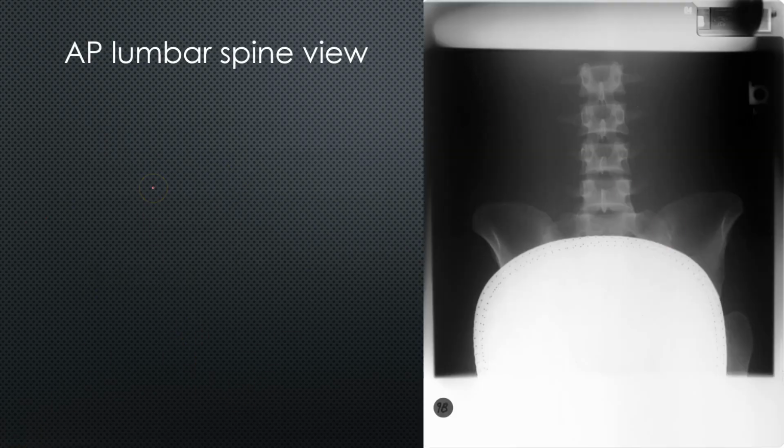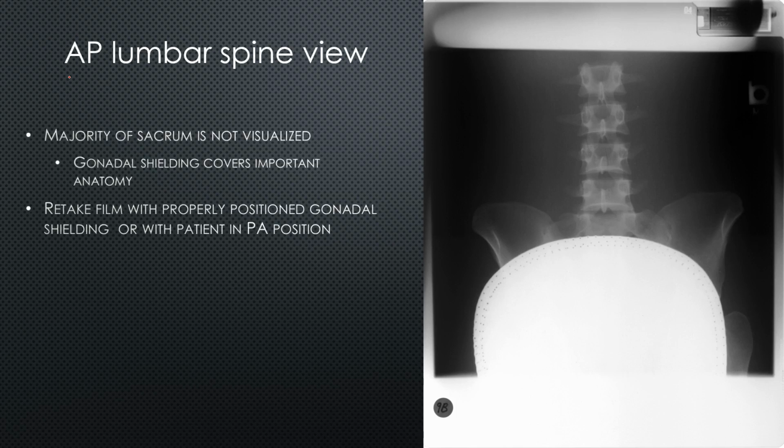Here we have another example of a lumbar spine view. This was taken in an A to P fashion. But as we're looking here, the positioning is good, the central ray is good. However, we are missing pertinent anatomy. We should be able to see, like we said before, evaluation criteria. We should be able to see from T11 to the distal sacrum.